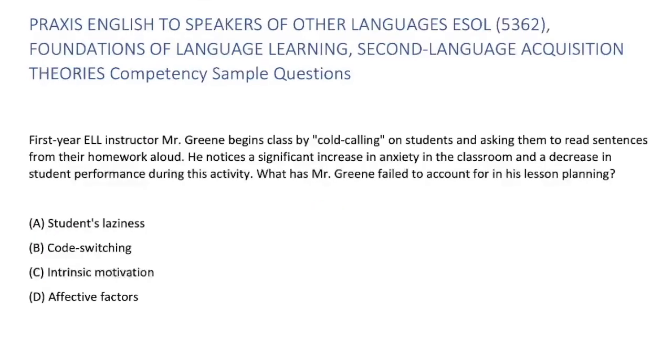First-year ELL instructor Mr. Green begins class by cold calling on students and asking them to read sentences from their homework aloud. He notices a significant increase in anxiety in the classroom and a decrease in student performance during this activity. What has Mr. Green failed to account for in his lesson planning? Would it be A, students' laziness, B, code switching, C, intrinsic motivation, or D, affective factors?